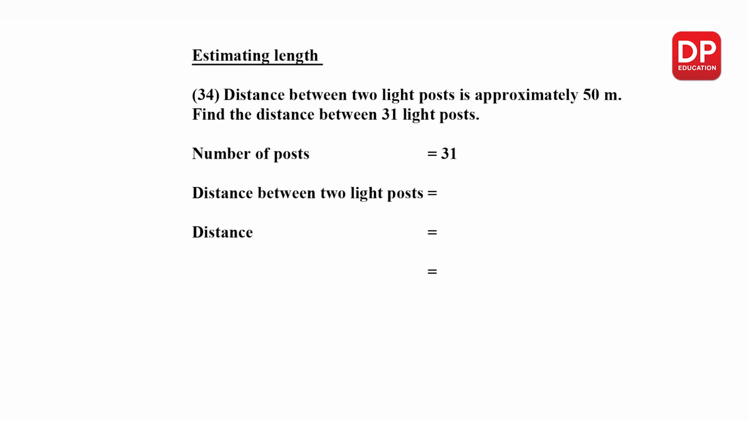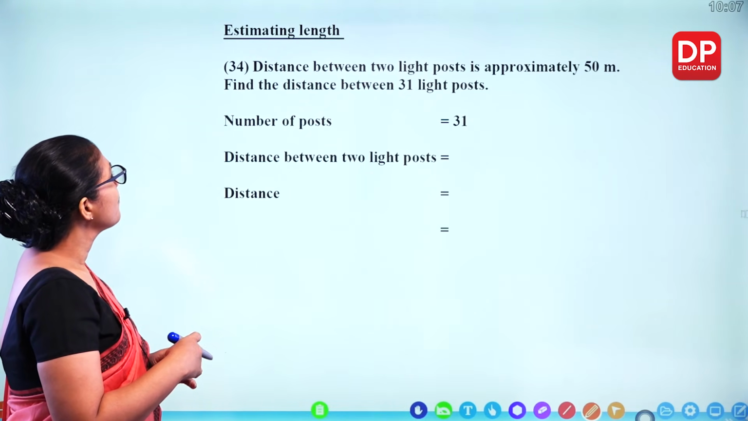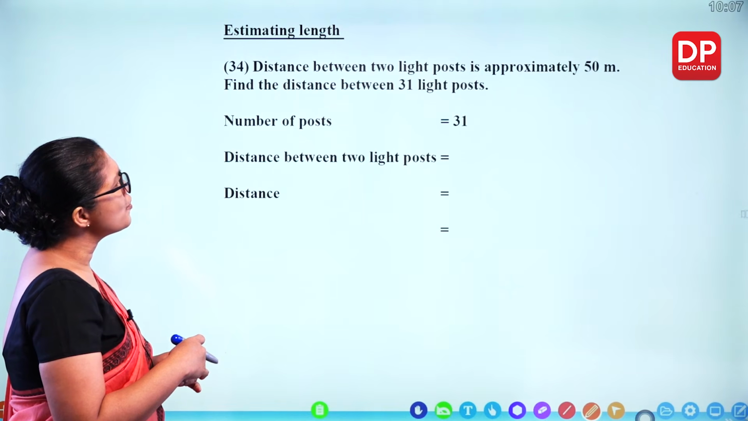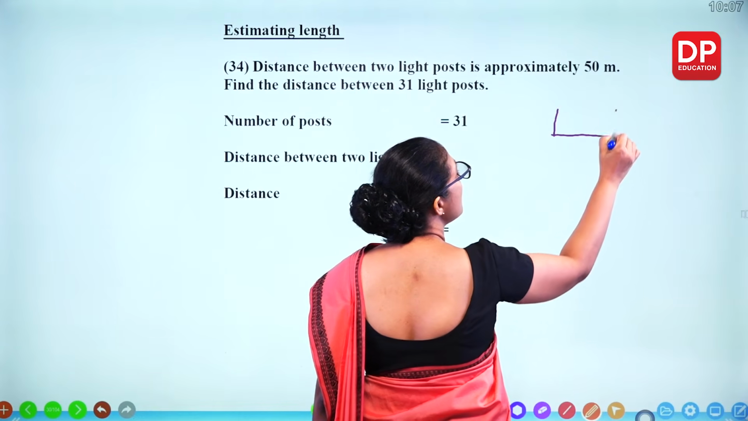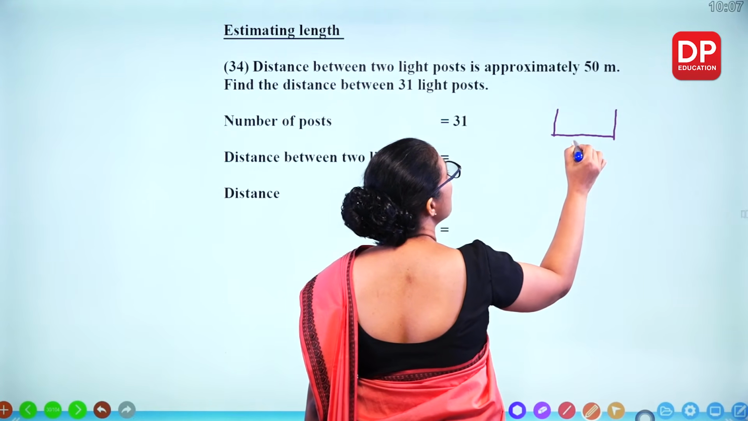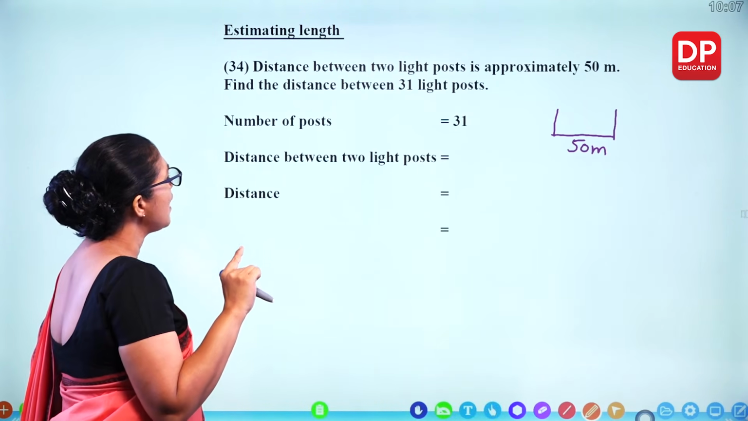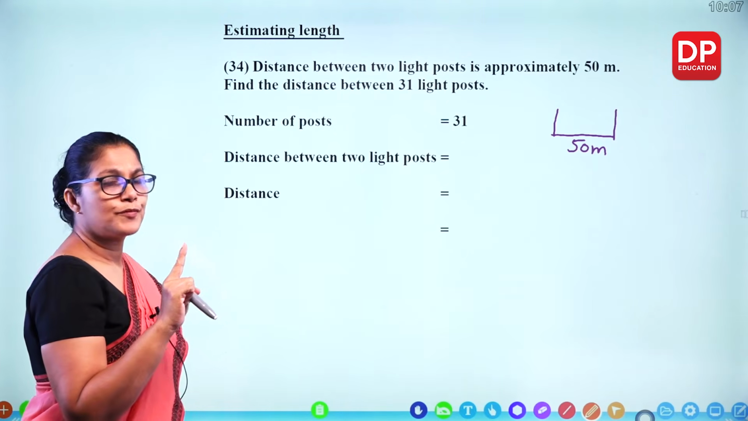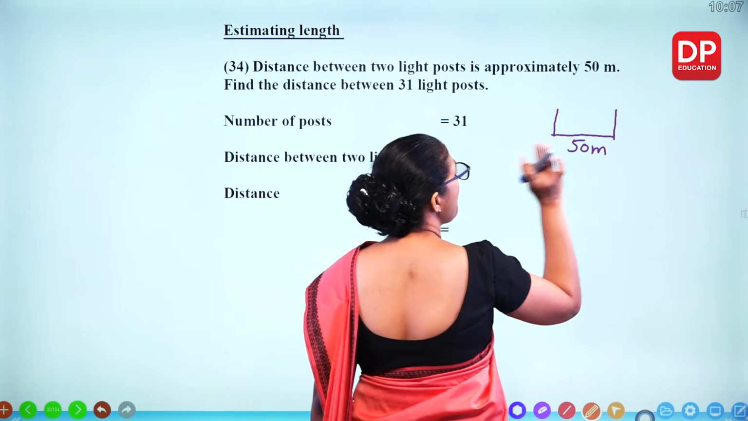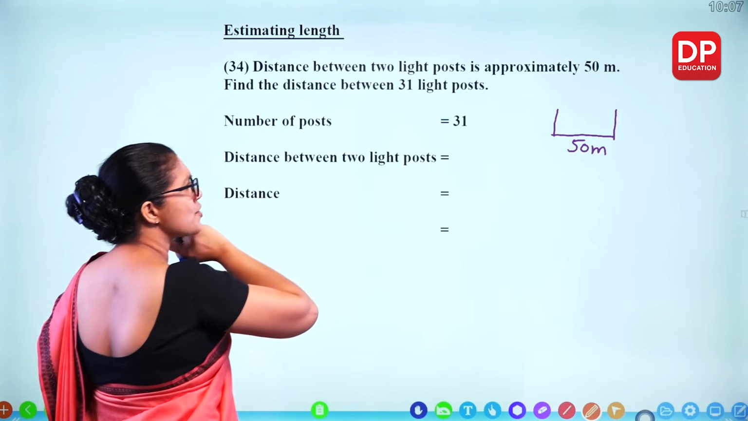Estimating length. So sometimes we can't measure exactly. So we can estimate a rough value. Distance between two light posts is approximately 50. So not given exactly. So two light posts are there. So the gap in between is 15 meters. That's roughly. Find the distance between 31 light posts. So 31 light posts are there. Now you need to think about carefully. Number of light posts are 31.